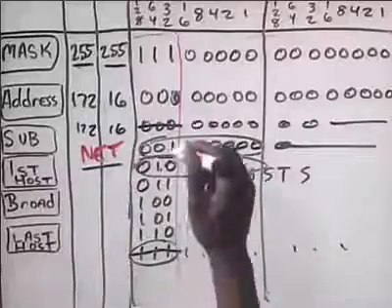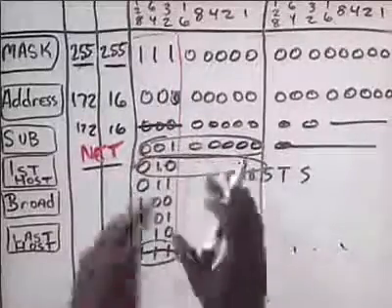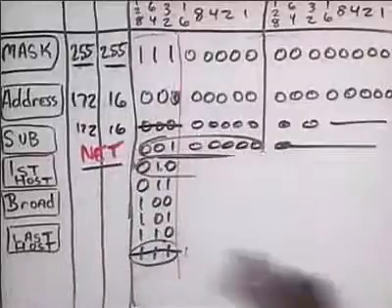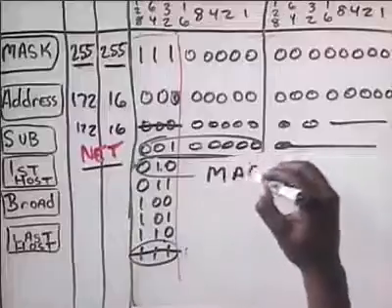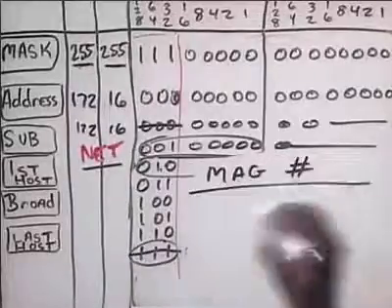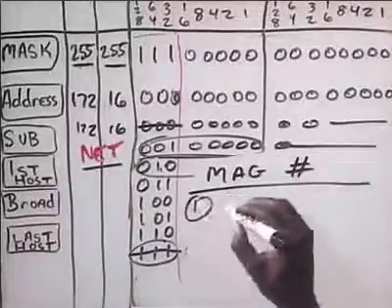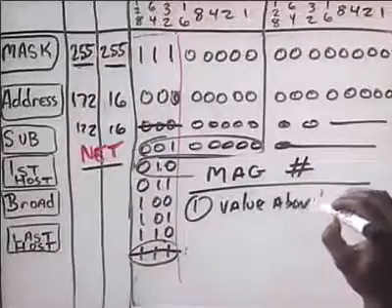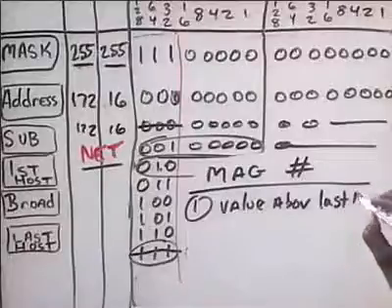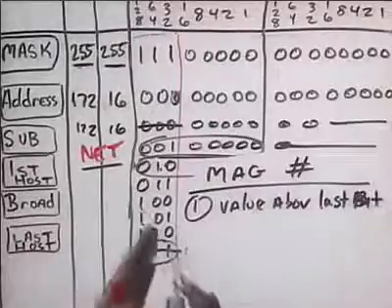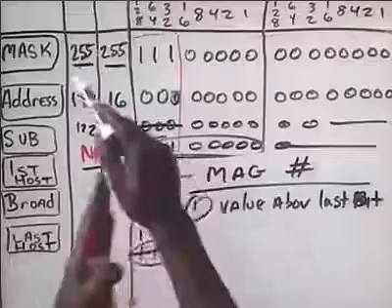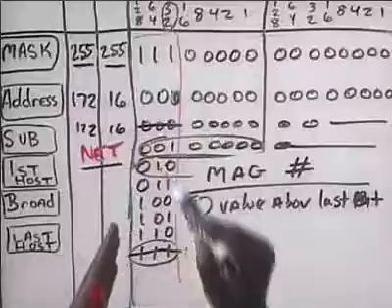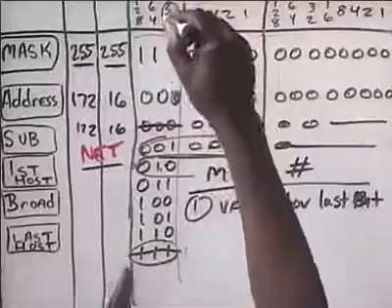Now, instead of going that long approach through all of the bits there, let's look at a real quick shortcut that we could use here called the magic number. The magic number is 3 things. First of all, it is the value above the last bit in the mask. Look at the value above the last bit in this mask. Here's the mask. There's the last bit right there. It's 32. So that is the magic number.